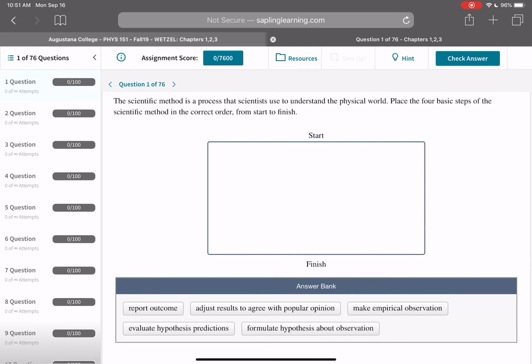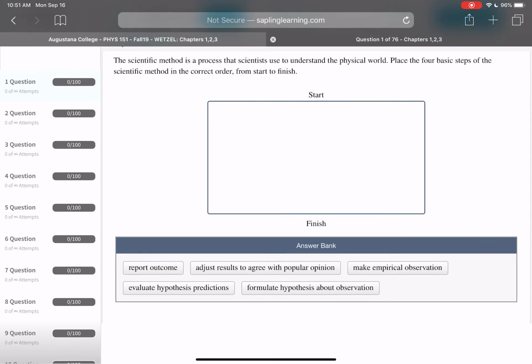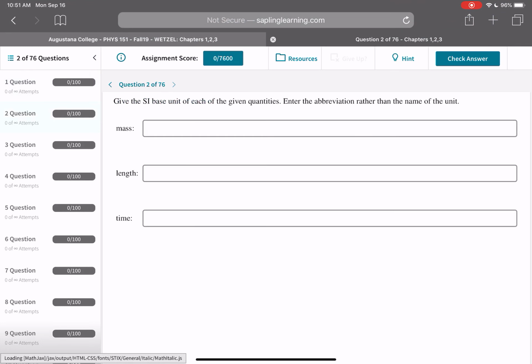So, you start with an observation, right? Then you formulate a hypothesis. Then you evaluate the predictions. Then you adjust. You don't adjust results to agree with popular opinion. Then you report the outcome. So we never adjust the results just to curry favor with the overlords.